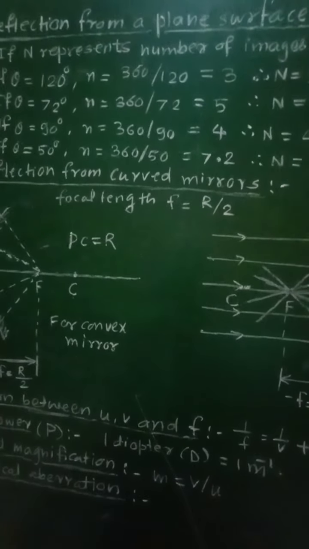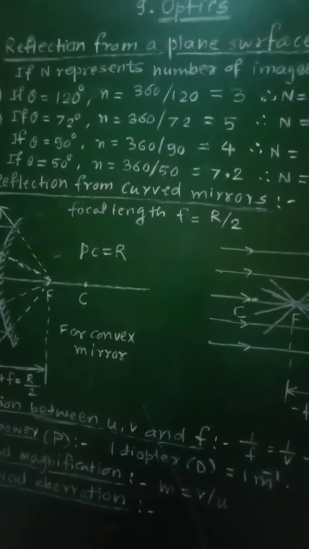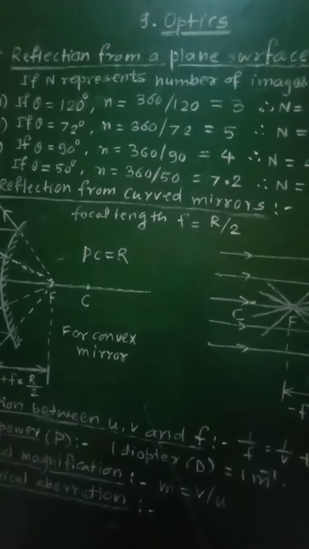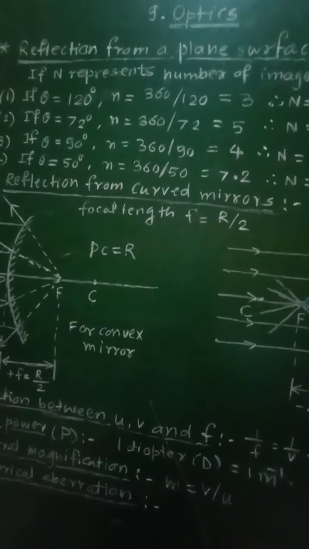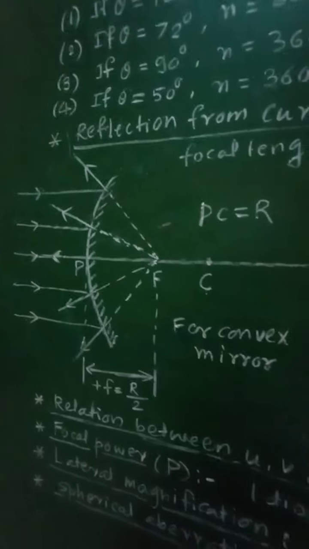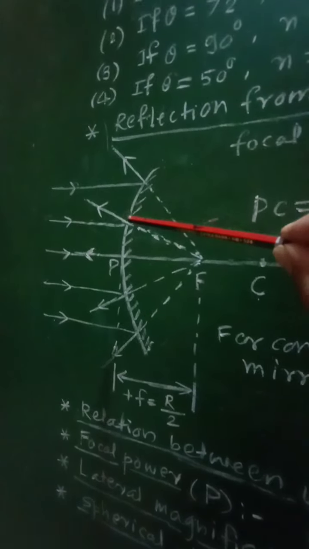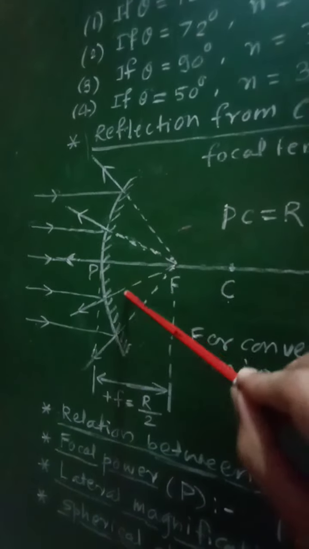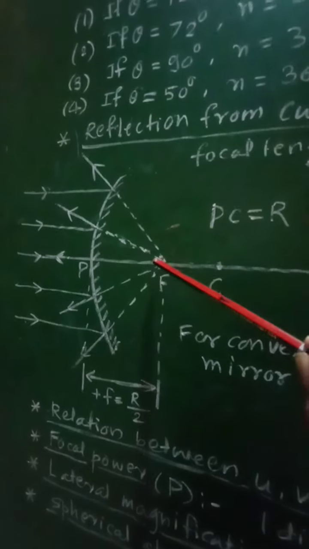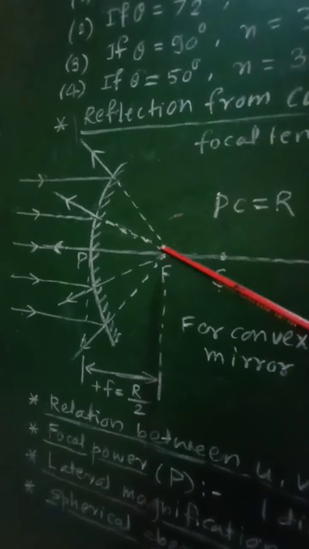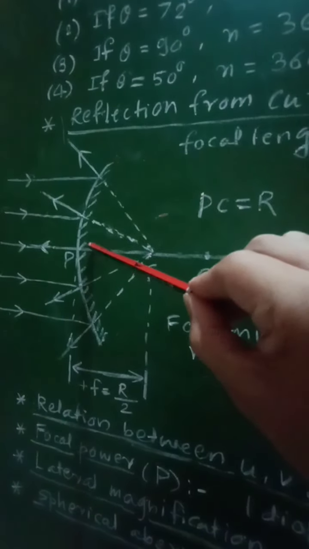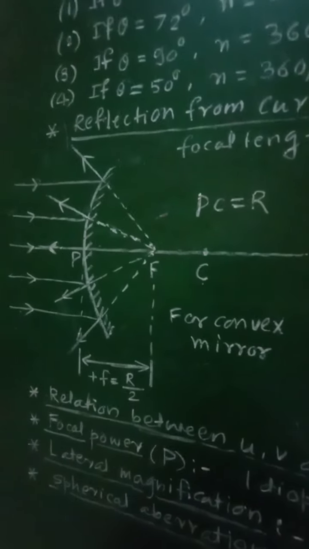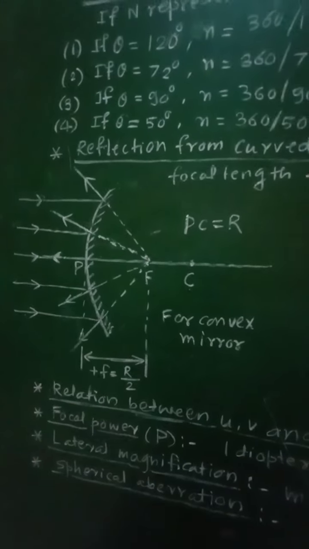Similarly, for a convex mirror, it is the distance from where parallel rays appear to be diverging after reflection. So if you consider now the convex mirror, these rays are reflecting. Now if you extend these in the backward direction, all these reflected rays will meet at a point F. This will be the principal focus of this mirror, and this distance PF will be the focal length for that convex mirror.